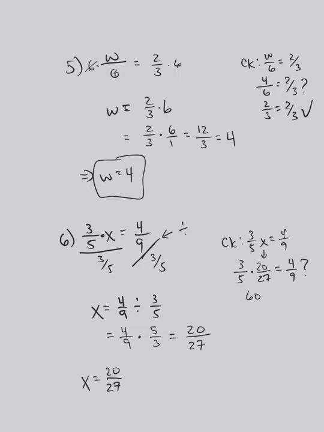This is 60. 27 times 5 is 135, I believe. Now that one's hard to see if it's equal to 4/9. It's hard to see how it reduces, but it's pretty obvious both of these numbers reduce by 5. So you could do 60 divided by 5 and 135 divided by 5, and so we get 12 over 27.